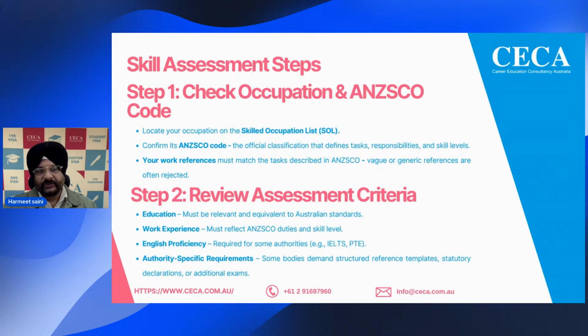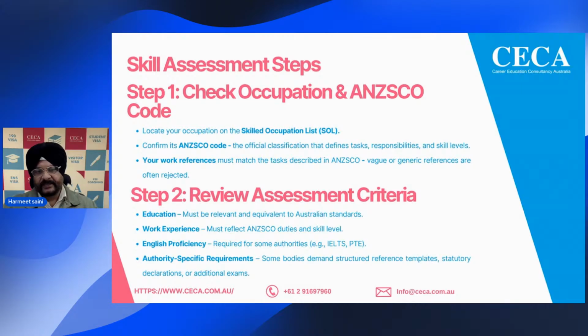Your education is a pretty common criterion for all assessing authorities. Education must be relevant and equivalent to the Australian standard, and your work experience must reflect the ANZSCO duties and skill level described in the ANZSCO list. You don't have to copy and paste those requirements. You can add or subtract according to the list, whatever your job responsibilities are, but they have to match the guidelines provided by ANZSCO.